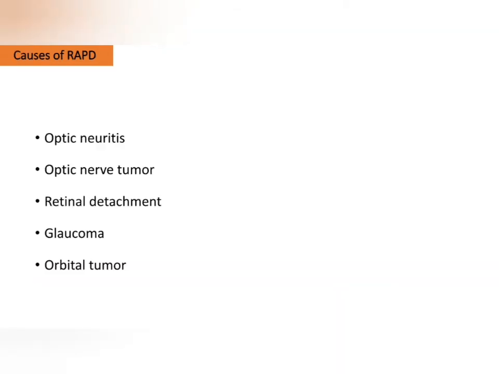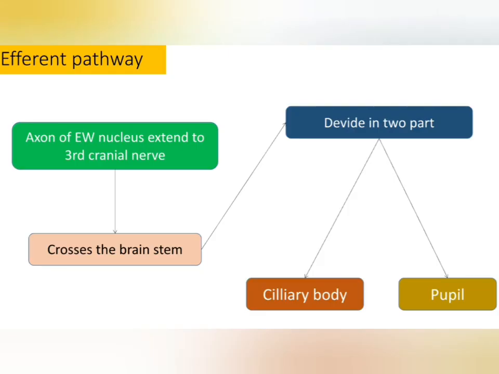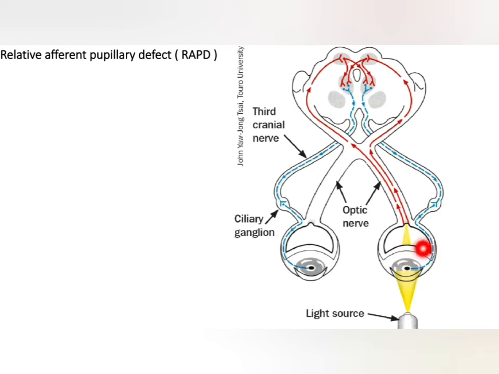Okay, so these are the causes where you will see relative afferent pupillary defect, like optic neuritis, optic nerve tumor, retinal detachment, glaucoma, orbital tumor, something like that. Another thing I want to tell you is that if the pathology is present in the cornea or lens, you will not see any relative afferent pupillary defect. Or if the pathology is present behind the lateral geniculate body, then RAPD will not be there.